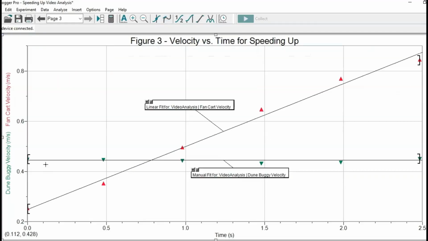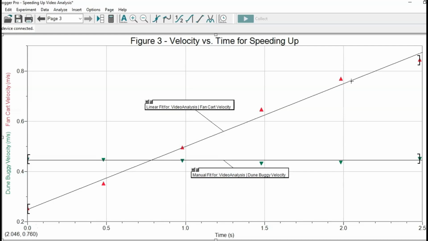Here is the graph for the dune buggy and fan cart that we saw a few podcasts ago. The dune buggy has the green data points. It's constant velocity, so we have a flat line. It's around 0.45 meters per second. Notice in red we have the velocity time data for the fan cart. Notice this is not flat because the velocity is not constant when an object is accelerating, and the velocity is increasing. So we have a velocity line that is moving away from the time axis.